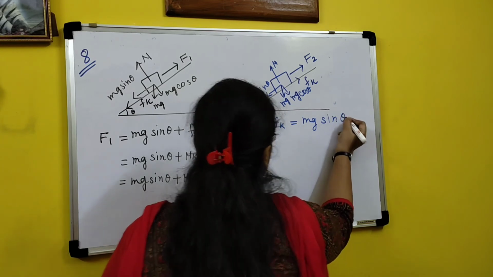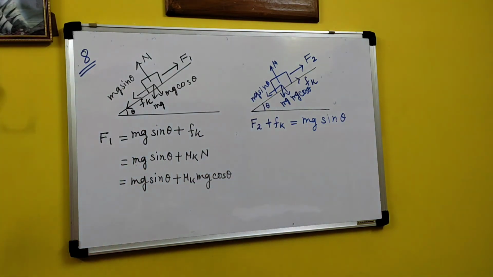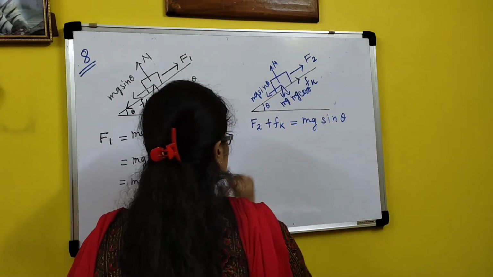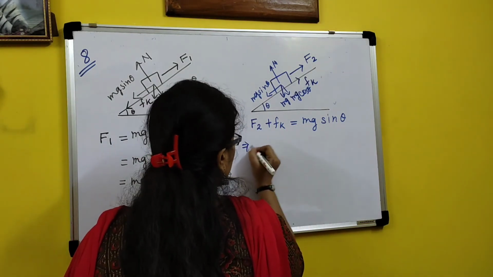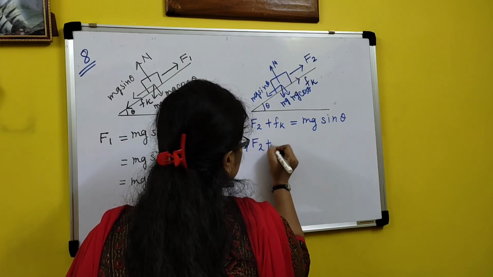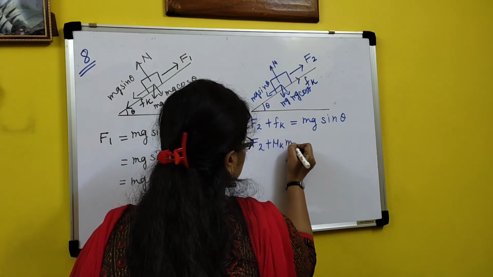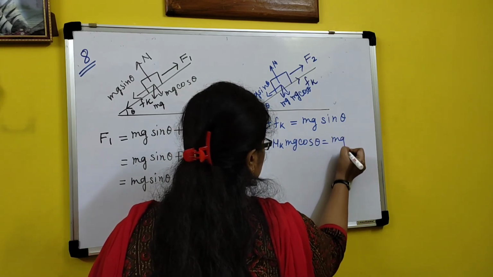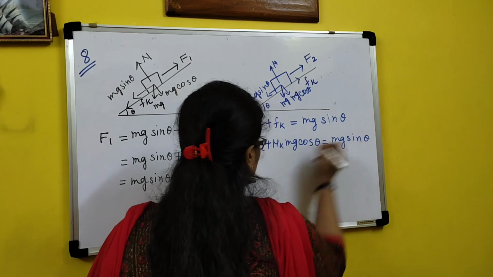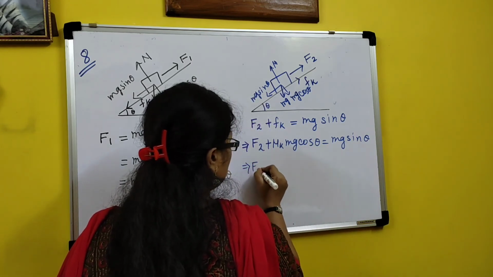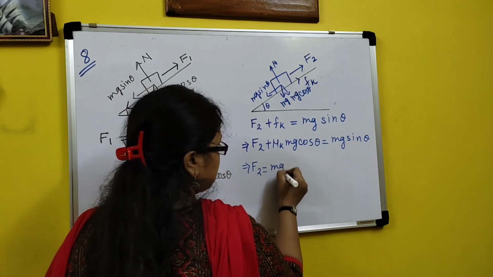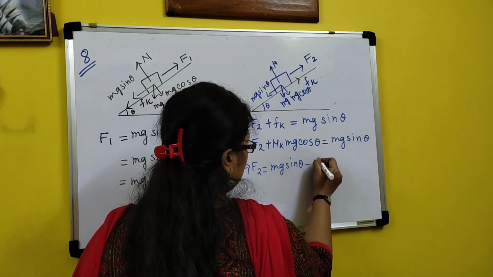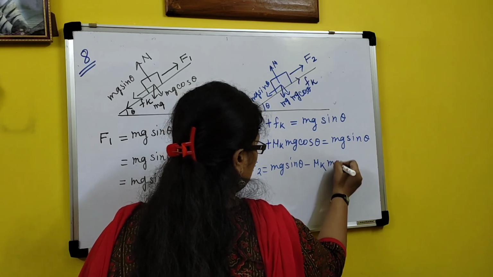This is the crucial part of this case. Here Fk is the same thing, mu k mg cos theta. So F2 plus mu k mg cos theta is equal to mg sin theta. So F2 will be equal to mg sin theta minus mu k mg cos theta.